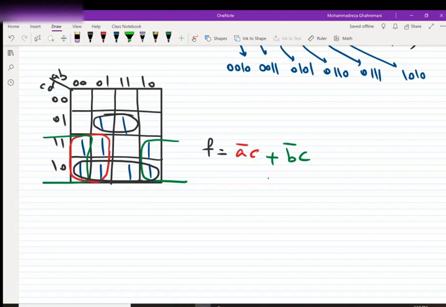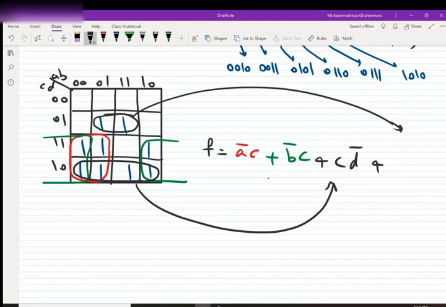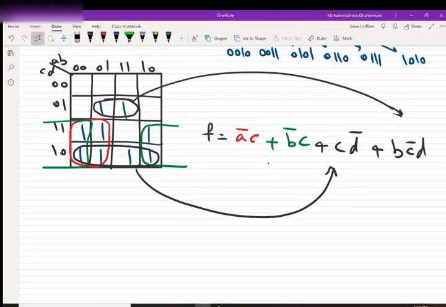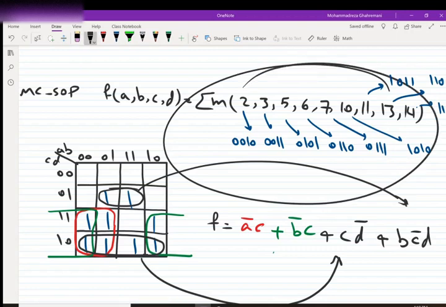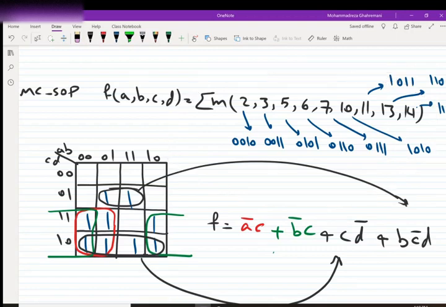For the green one, A is changing, B is constant, which is B bar, C is constant, which is C, D is changing. For the black one, A and B are changing, C is constant and D is constant, C bar D. And for the other black, which consists of two cells, A is changing, B is constant, C is constant, D is constant. Okay, so this one is the simplest possible sum of product form for this function. Let's see the next example.